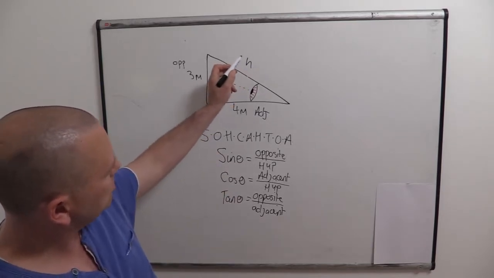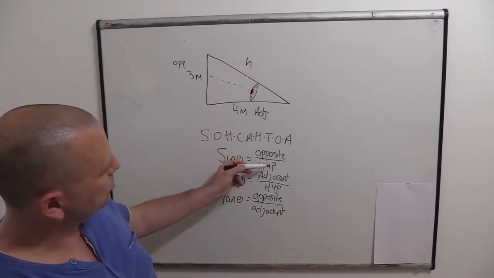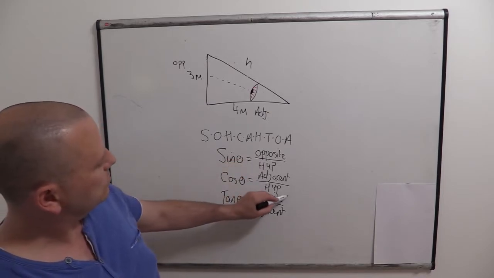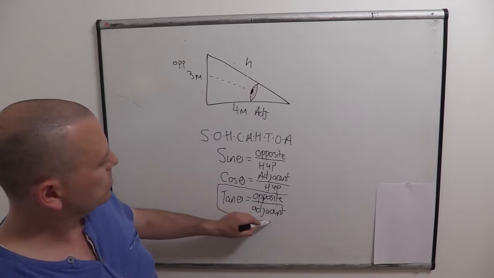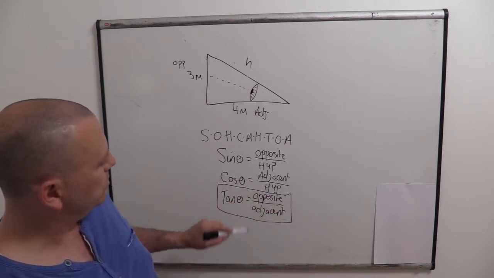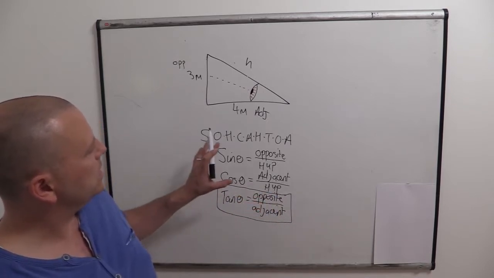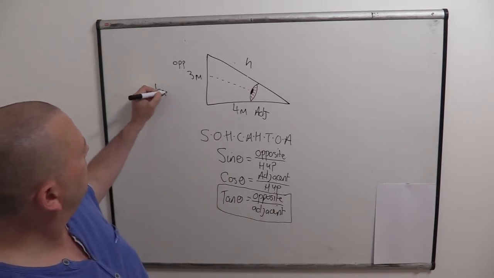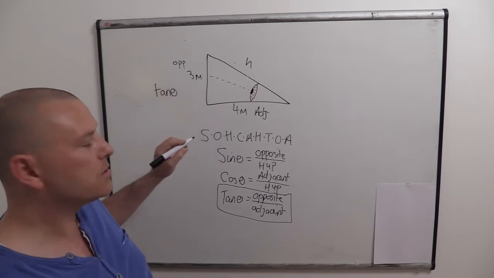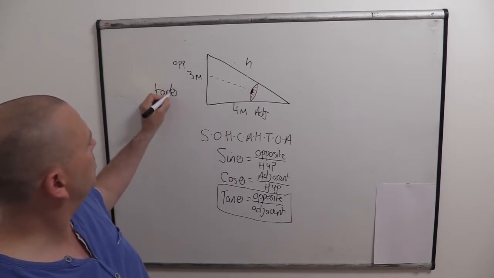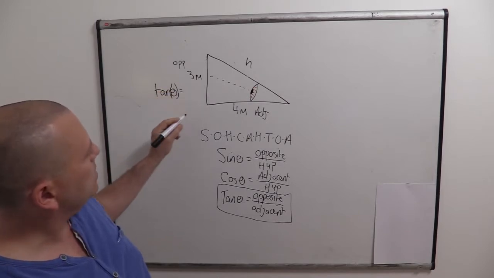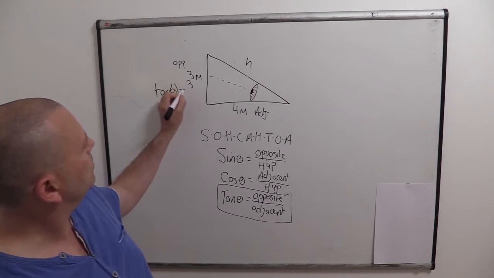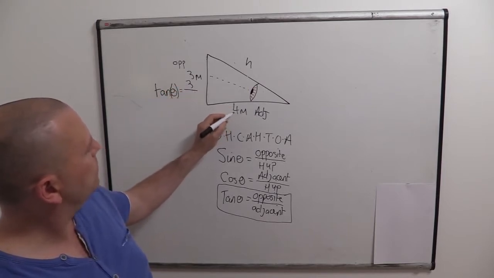We haven't got the hypotenuse, so that kind of rules out this one and that one. And the only one, logically left to use is tangent. So this is the equation we'll use in this case. So tan of the angle, which isn't the angle, it's the tangent of the angle, is equal to the opposite, 3, divided by the adjacent, 4.